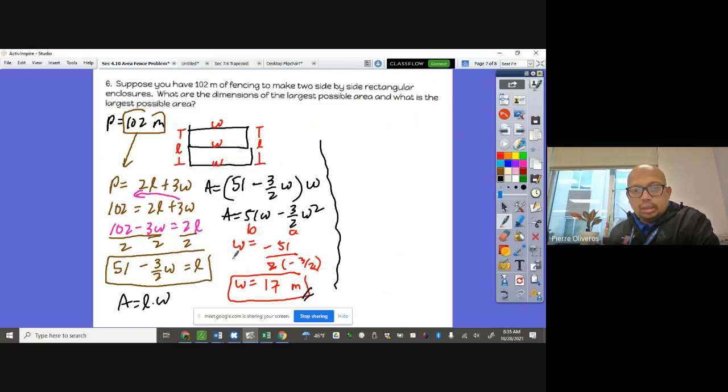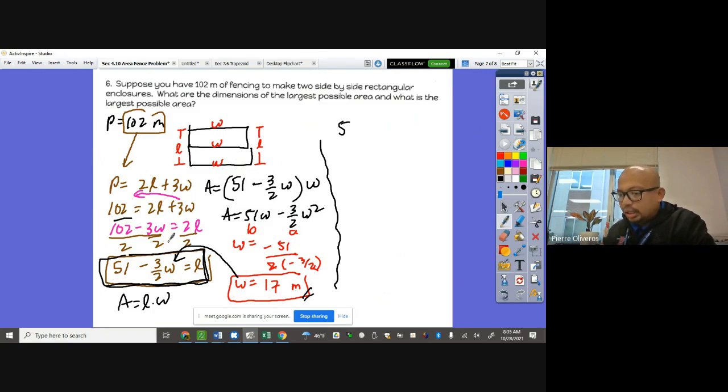Okay, I was plugging into the drawing, not the equation. There are 3 W's there. So that will give us what now? 51 minus 1.5 times 17. That will give us 25.5. So what did I do? 51 minus 3 halves times 17. That will give us the length is 25.5.